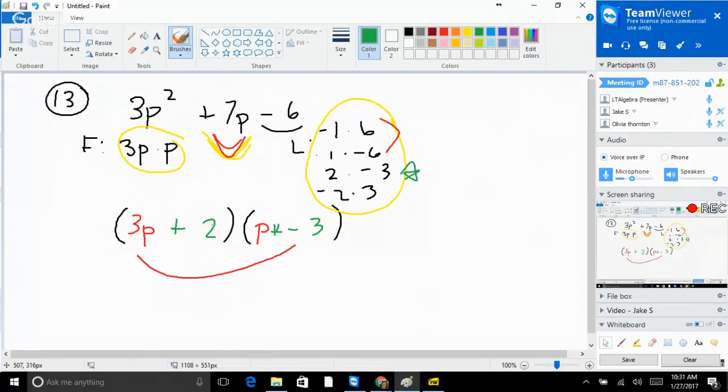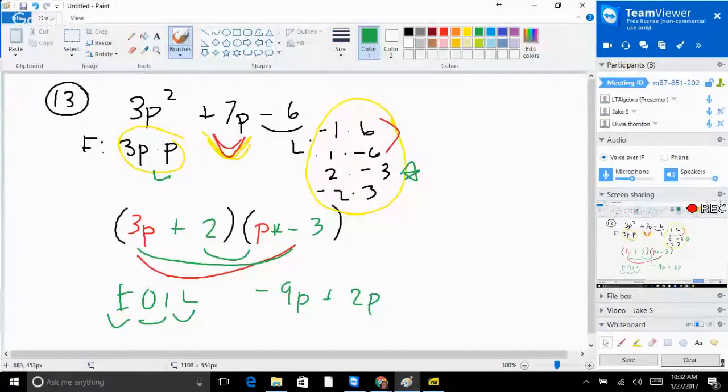Okay. So when we are checking our FOIL, we don't necessarily have to check first and last, because 3p times p is always going to be 3p squared, and last should always work out. We're really checking our inside, outside. So we've got 3p times negative 3, that's going to give us negative 9p. And our inside is 2 times p, so 2p. So negative 9p plus positive 2p is negative 7p. I don't like the fact that it's negative, but I do like the fact that it's 7p, and we're trying to get positive 7p.